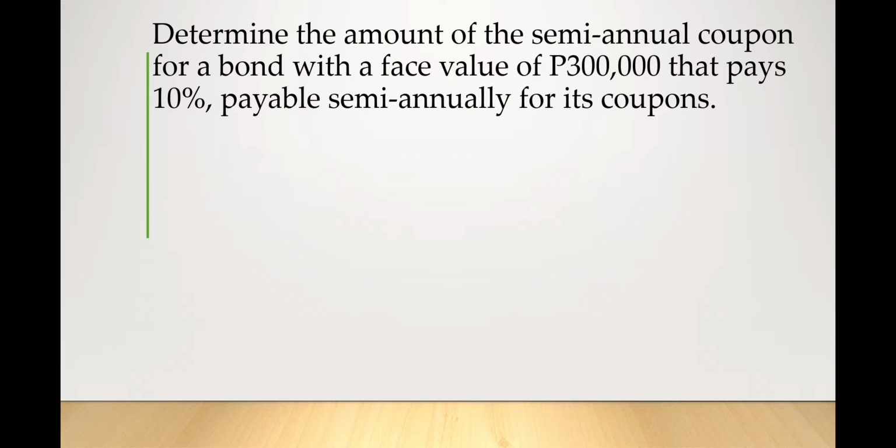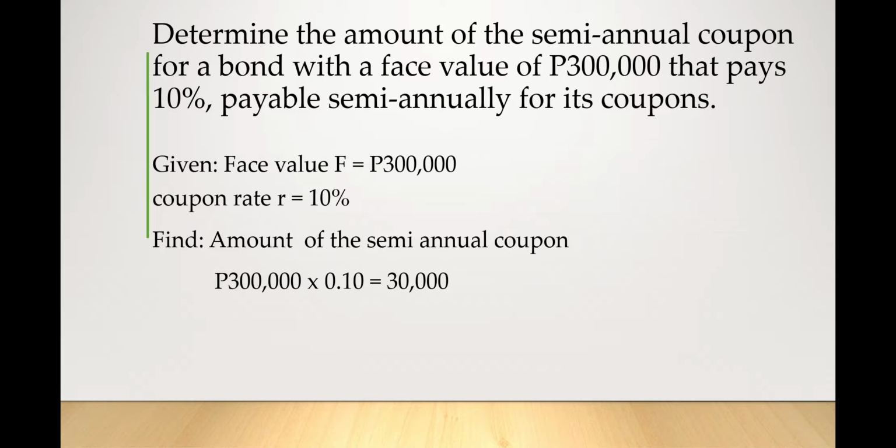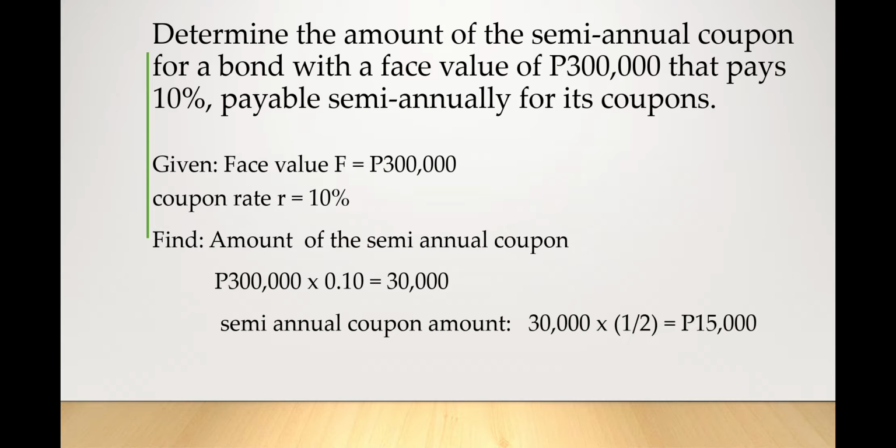For example, determine the amount of the semi-annual coupon for a bond with a face value of 300,000 pesos that pays 10% payable semi-annually for its coupons. So given, we have the face value F is 300,000 and the coupon rate R is 10%. So to find the amount of the semi-annual coupon, that is 300,000 times 10% or 0.10, which is equal to 30,000. Since that is semi-annually, that is times 1/2, which is equal to 15,000 pesos. So therefore, the amount of the semi-annual coupon that you are going to receive is 15,000 pesos.